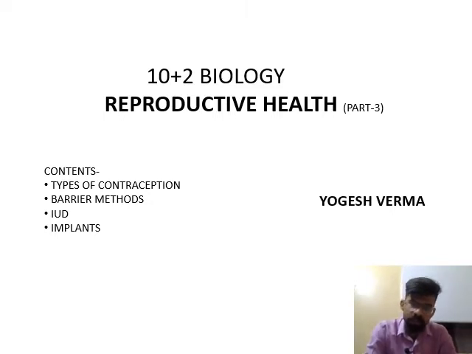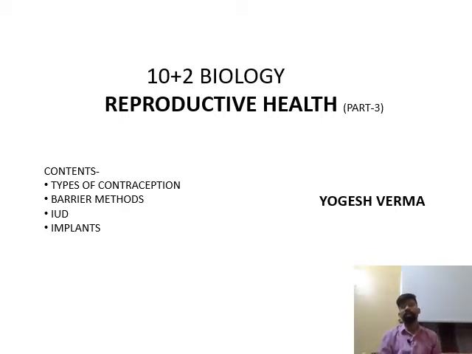In part 1 and part 2, we have already covered what reproductive health is, what population explosion is, and the factors responsible for population explosion. In part 2, we discussed contraception, the definition of contraception, and the types of contraceptive devices that are used. The first type, the natural method, was already covered in the previous part.